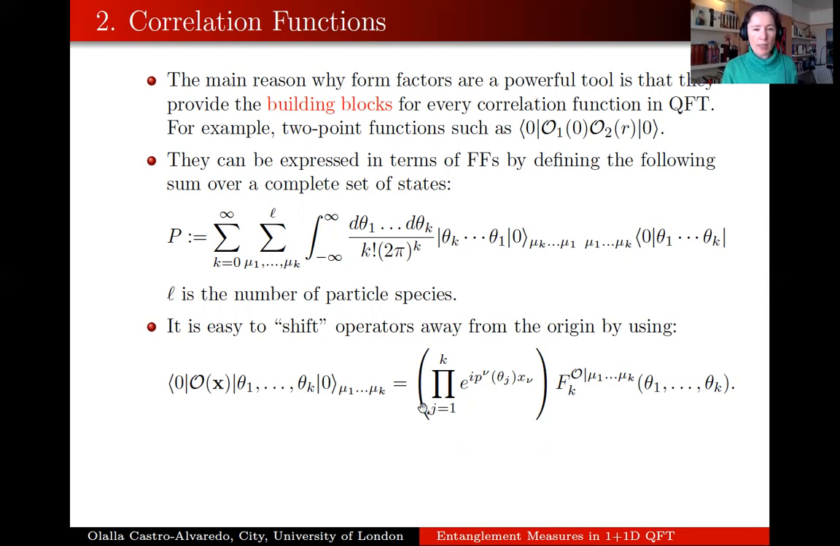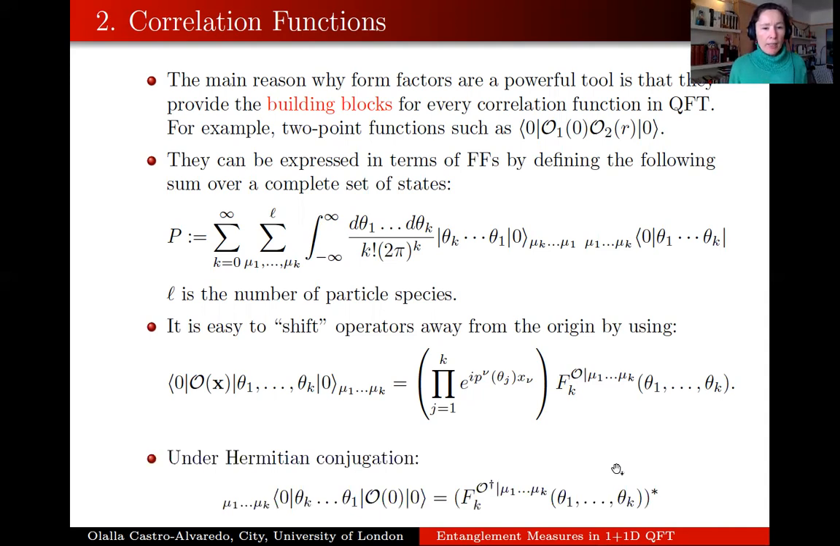That is going to give us a factor here, depending on the momenta of the particles and the position of the operator. So we can also relate this to a form factor. Finally, there is also a notion of Hermitian conjugation. When you insert this complete set of states, you get form factors and you get conjugate form factors, so it's important to have this definition here. For example, when we compute the two-point function of T and T dagger, what we get in the expansion of the correlation function is the modulus squared of the form factor of T. This is because of this relation here.